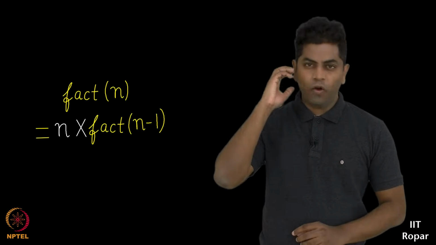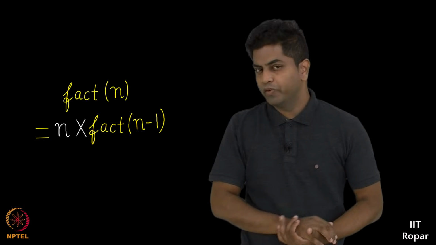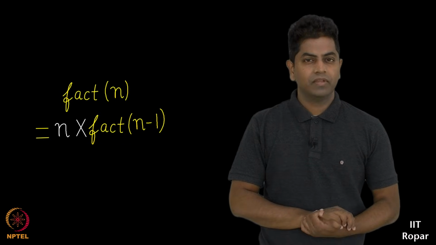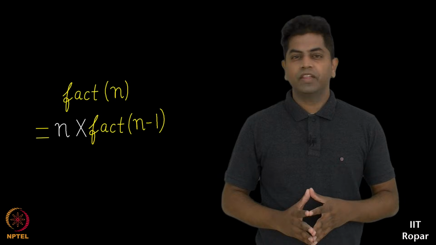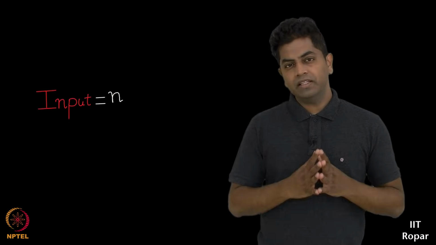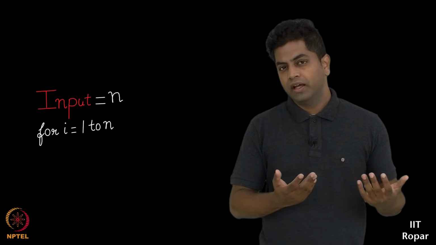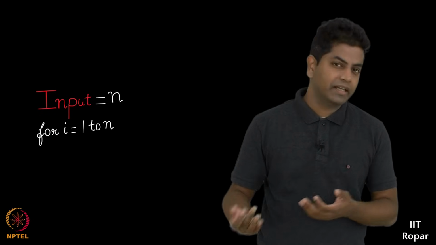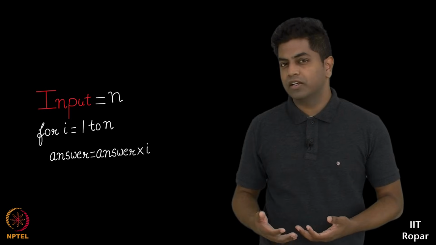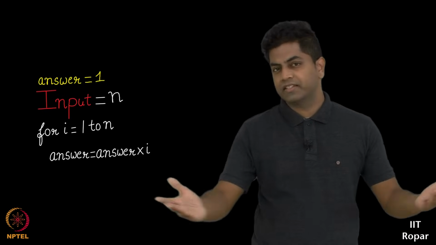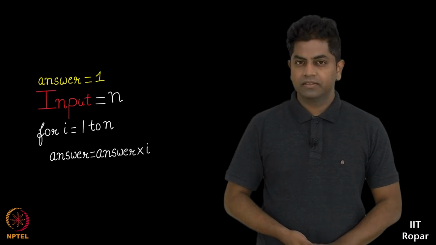So let me think of how one could write a program to compute factorial of a number. That's going to be very easy. If the input is n, I will just write a for loop, and then for i equals 1 to n, I will say answer is answer times i, initializing answer to 1. Pretty straightforward, right? The best thing about computer programming is that one can do the same thing in several ways.